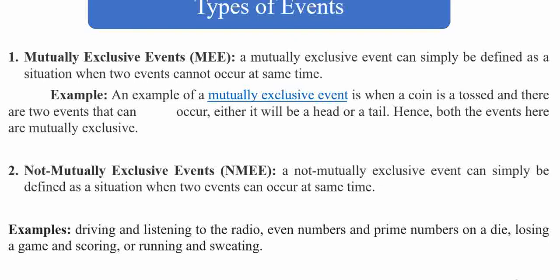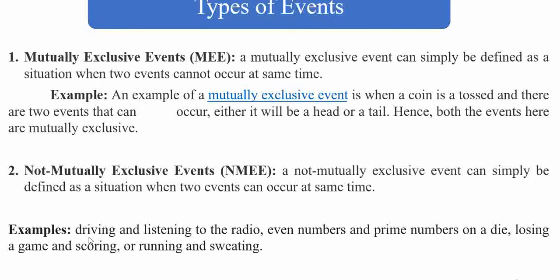Not mutually exclusive event. So this is the opposite of the mutually exclusive event. A not mutually exclusive event can simply be defined as the situation when two events can occur at the same time. You can see there is only one difference. Cannot occur in the mutually exclusive event, and can occur at the same time here. So this means that not mutually exclusive events may occur at the same time. Both can occur together.